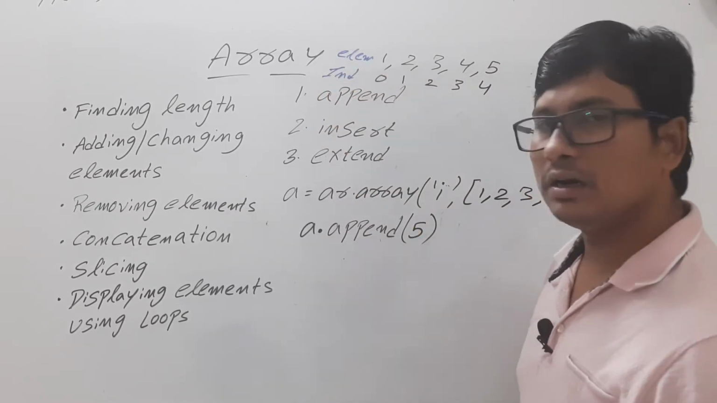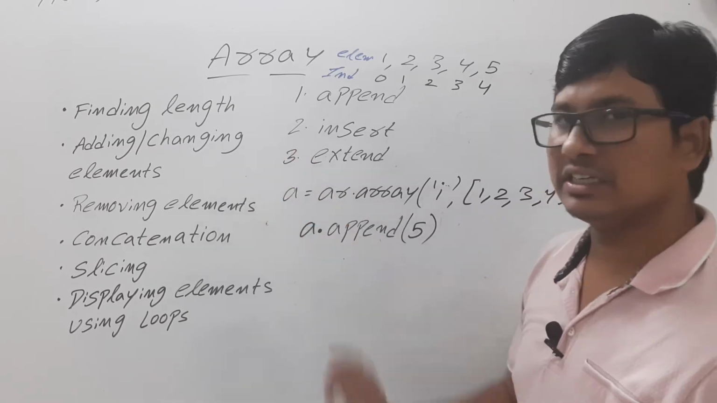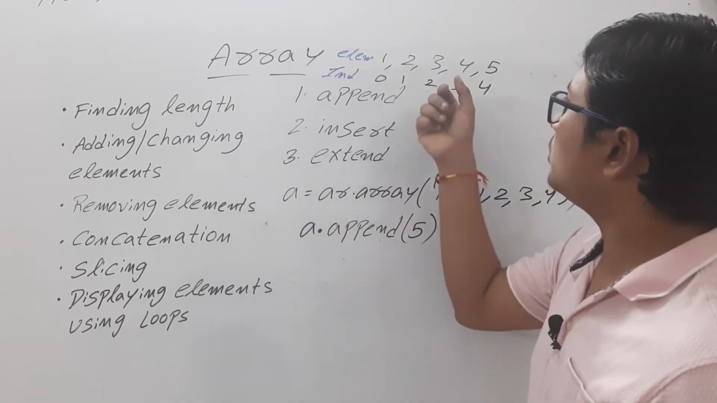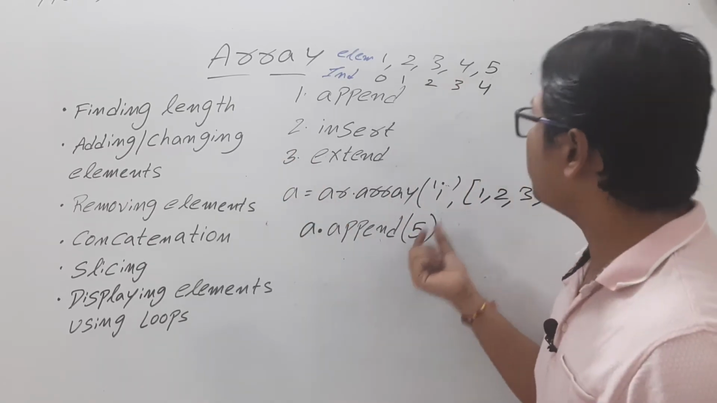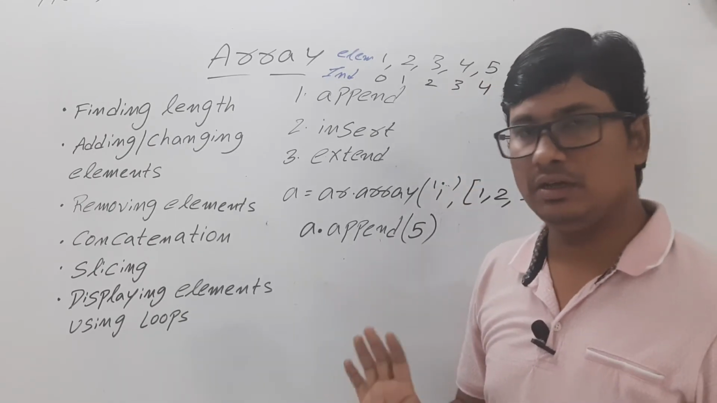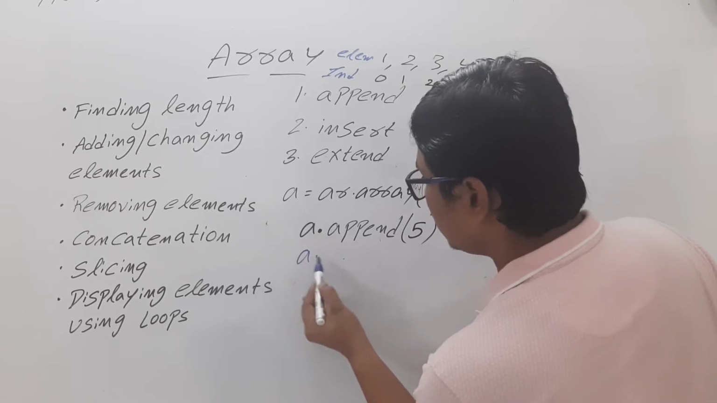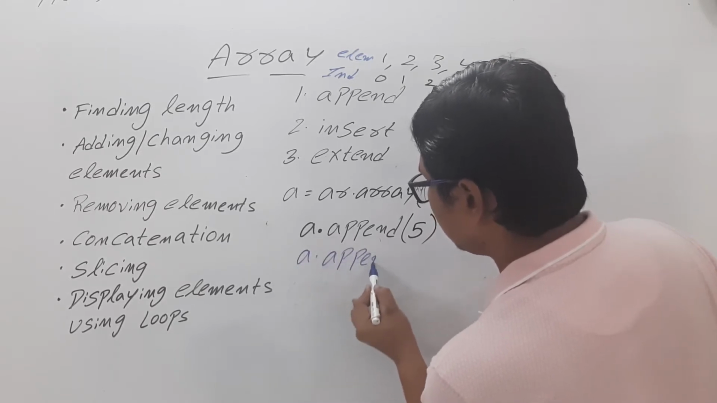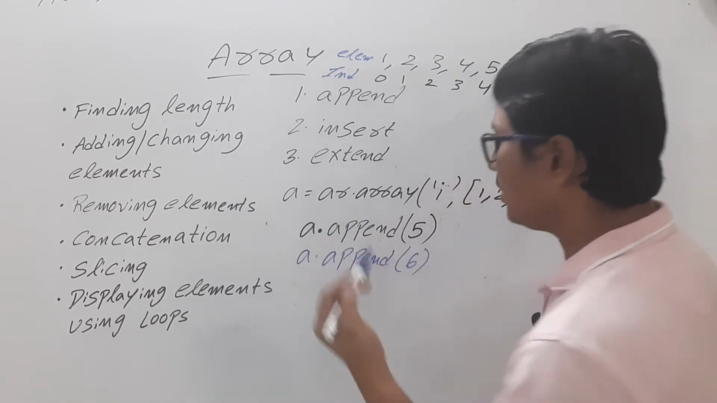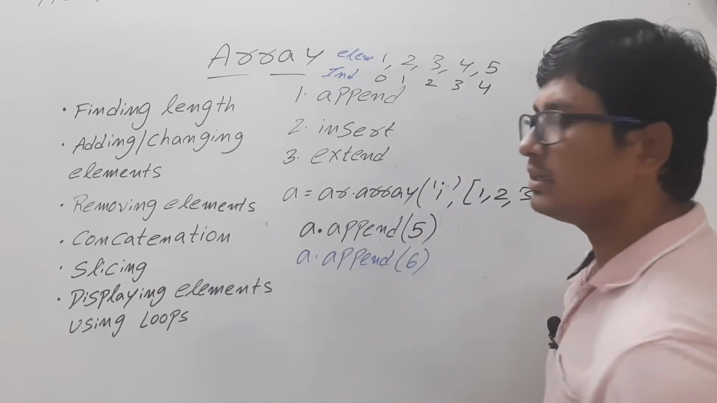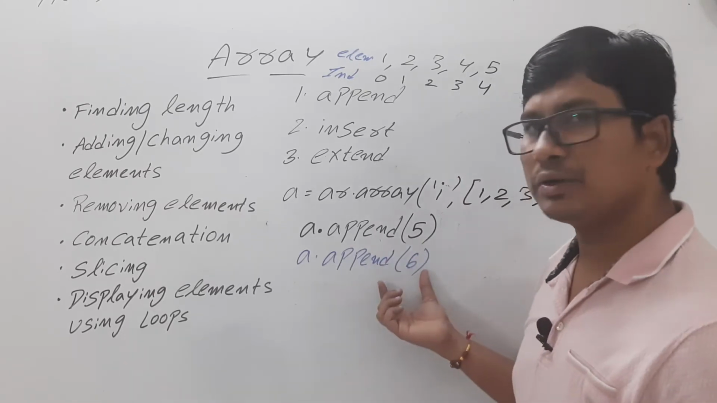So using the append function, you can append a new element to the array, and the appending will always be done at the last. I hope it is very clear for you. If you write again a dot append 6, then you can append one more element. Is it clear? I hope you are able to understand.